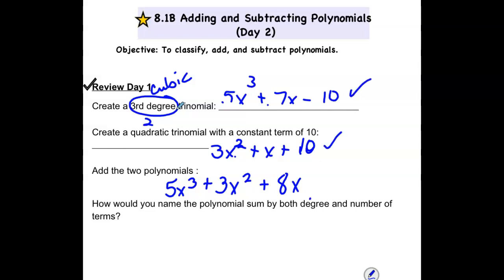Now obviously you guys all created your own, right? So you were supposed to add your 2 together? Okay. Any questions about doing that?